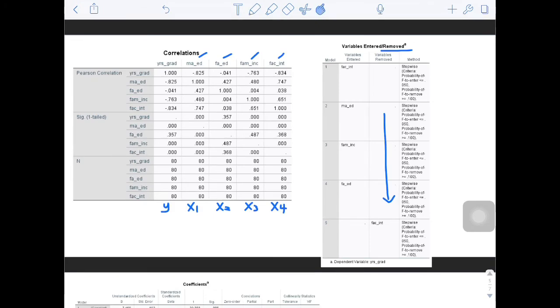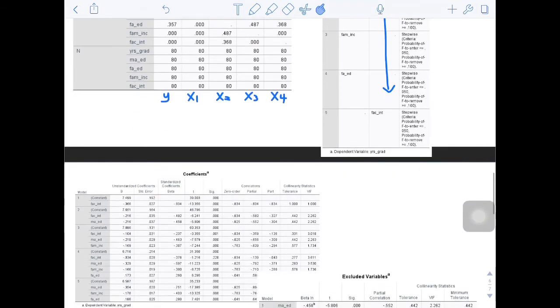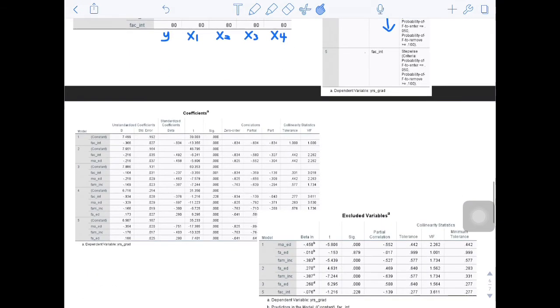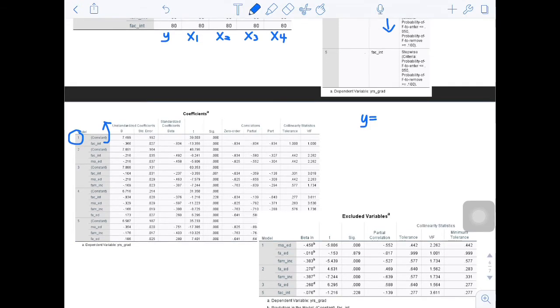So what could have actually happened, and how did this stepwise regression work? Let's look at our model 1 here. Model 1 says they have selected faculty interaction as their first independent variable, which was put into the system first. How did SPSS calculate this? SPSS would have run regression for y equals x1, y equals x2, separately for all four independent variables. Then it would have calculated the highest t value for all of these.